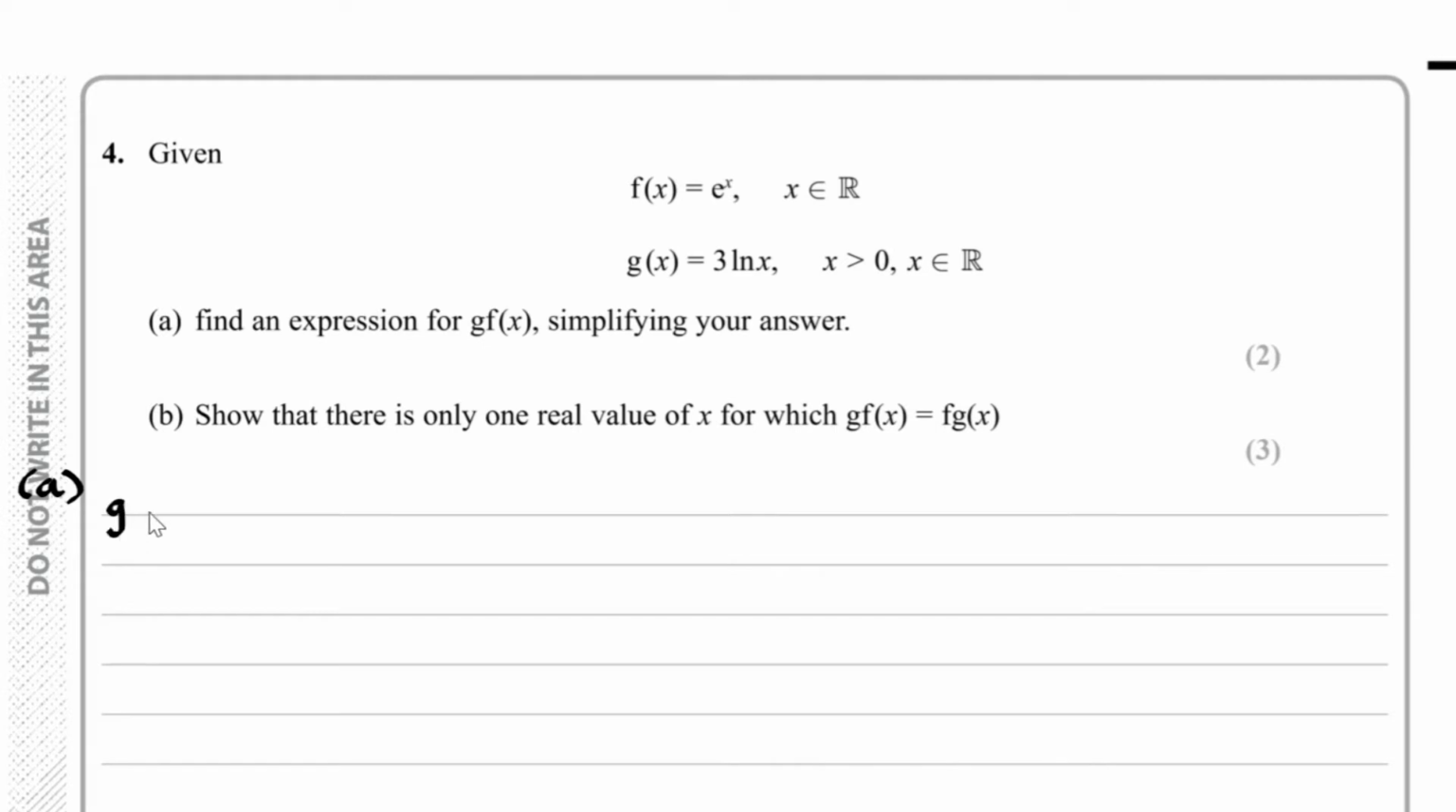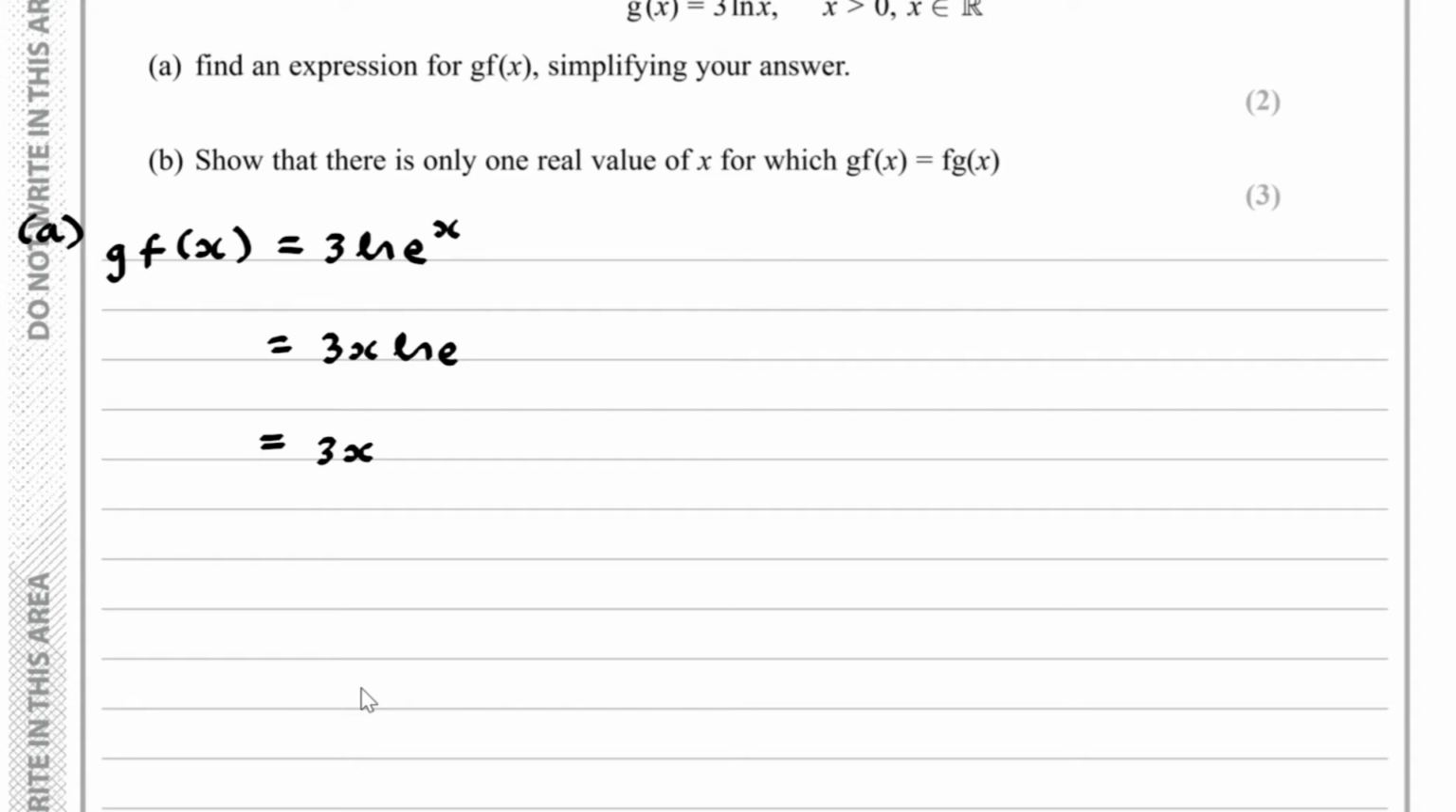Well, for g of f of x we have to substitute f of x into g. So we replace the x with e to the power of x. So we end up with 3 times the natural log of e to the power of x. And if we use the power law of logs, bringing this power down, we end up with 3x times the natural log of e, which is quite simply 3x.